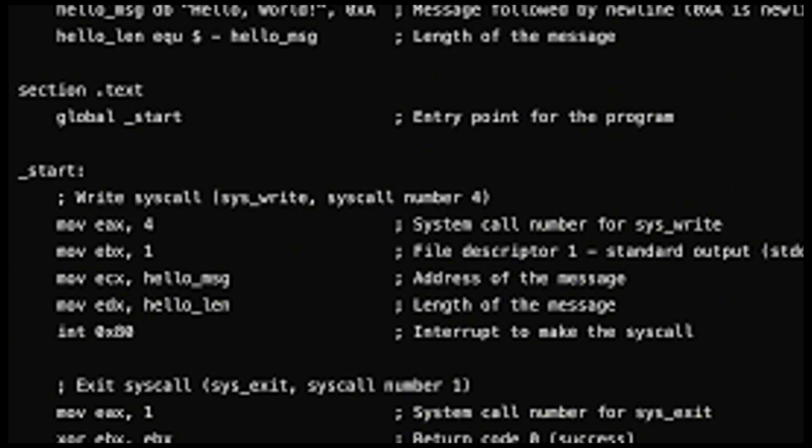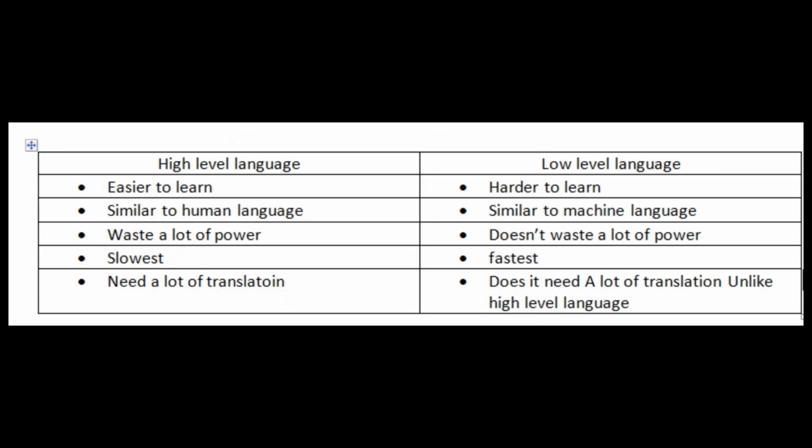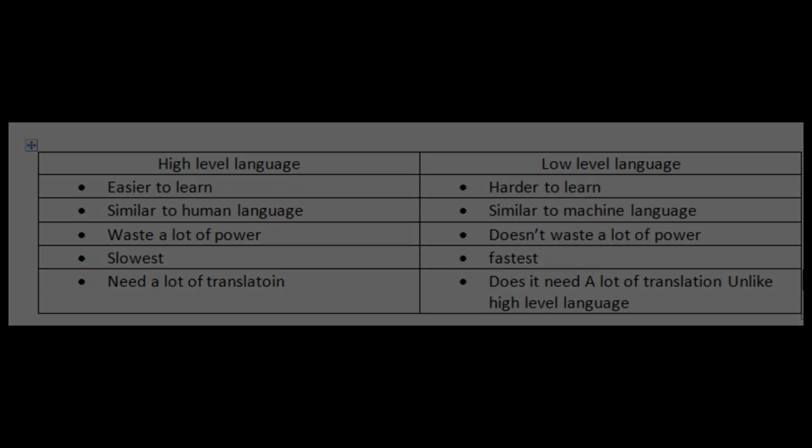But wait, what are the differences between those levels? For the positive side, high-level languages are the easiest to learn and resemble human language. But low-level languages are the fastest and don't use much power because they resemble machine language. And finally, they don't need a lot of translation, unlike high-level languages. And from the negative side, high-level languages are slower and use a lot of power. Low-level languages are the hardest to learn.